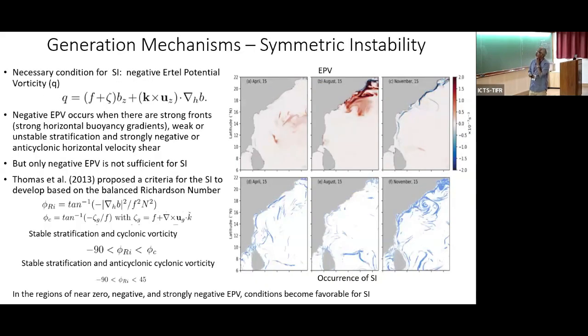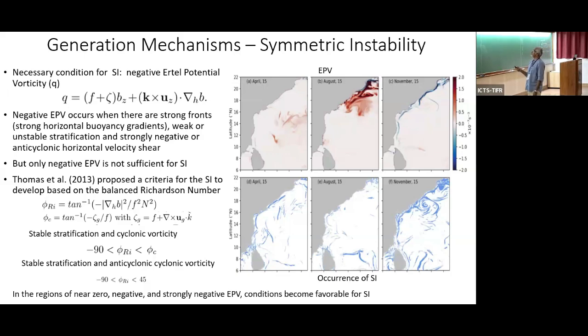So to pursue this further, there is a bit of a problem: in spite of the strong river plume sitting in the northern part of the coast during summer monsoon time, they are not very clearly indicative of strong vertical buoyancy flux. So this is a picture of the symmetric instability. Symmetric instability is possible whenever the potential vorticity is negative.